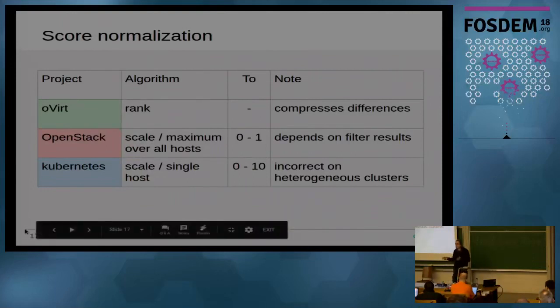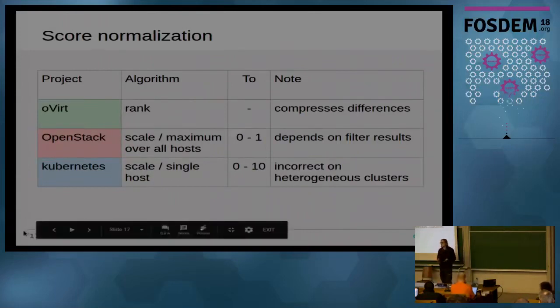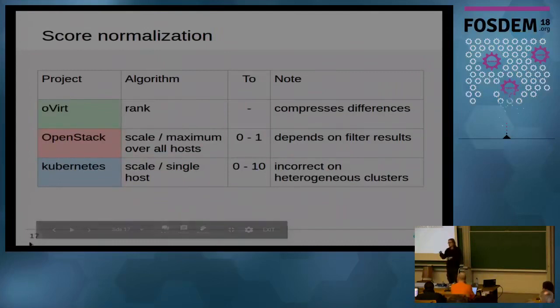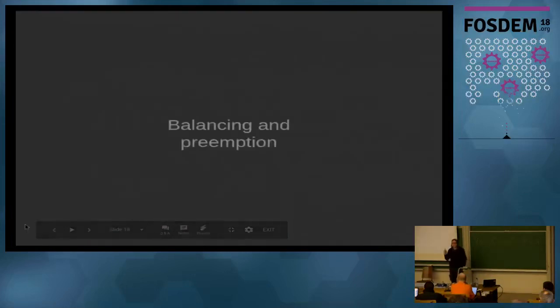There are some disadvantages to all three algorithms. For example, the oVirt algorithm compresses the differences. If you have a huge difference or small difference between the next neighbors after sorting, the difference in score is just 1. But it still works really well. Nobody's complaining. So another topic I was mentioning is balancing.